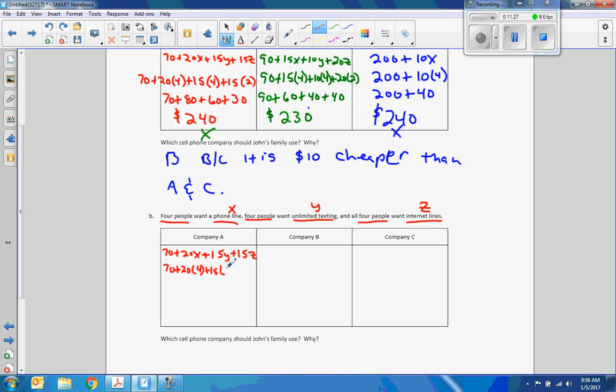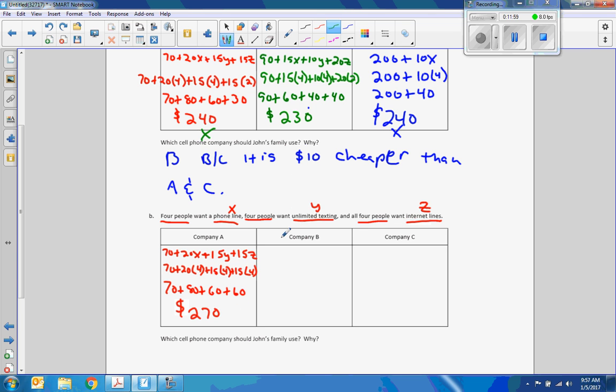Y is 4. And Z is 4. All 4. So it's going to be 70 plus 20 times 4, which is 80, plus 15 times 4, which is 60, plus 15 times 4, which is 60. So 70 plus 80 is 150, plus 60 is 210, plus 60 is 270. Okay, so this family's decision cost them 270.